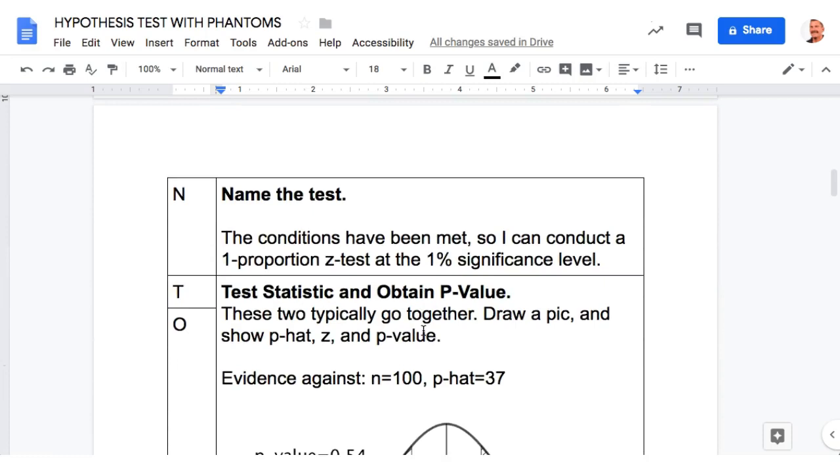Name the test. The conditions have been met, so I can conduct a 1 proportion Z test at the 1% significance level. So name your test with this significance level.